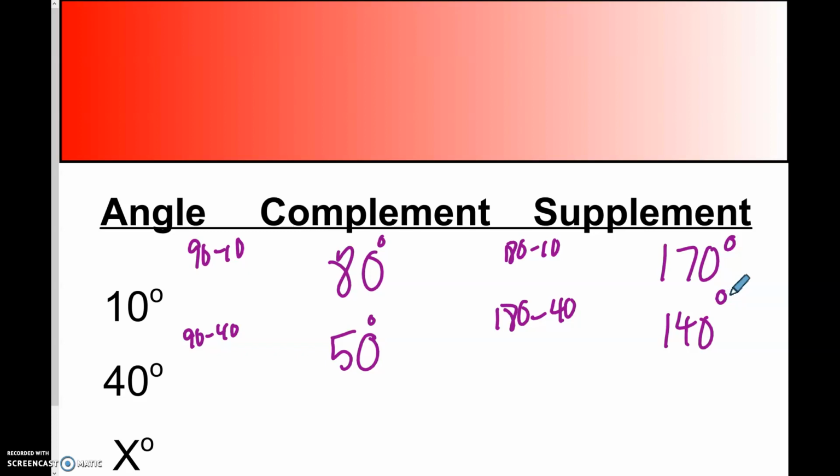Now you do the same thing even if you have just an x value. So what do we start with? The complement would be 90 minus, and what do we have to do? Take the x away. We don't know what x is, so we're actually going to leave it. 90 minus x. All right, then we have 180 minus x.